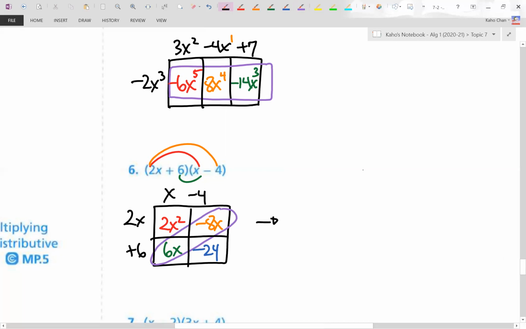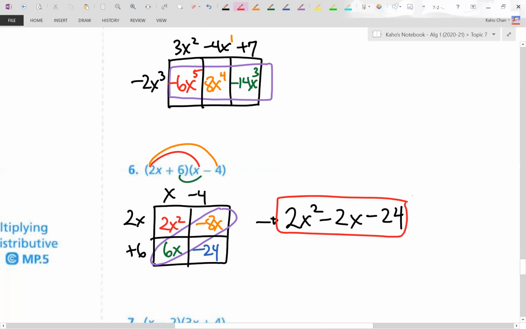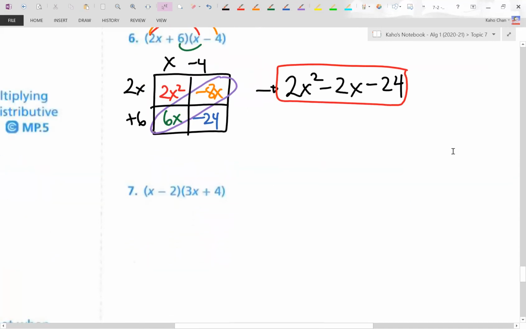So let's rewrite everything in descending order. 2x squared. 6 minus 8 is negative 2x. And then minus 24. Yay. Multiplication is not that bad, is it? I'm just doing a bunch of multiplication here. All right. Number 7. More of the same stuff. Let's do it.